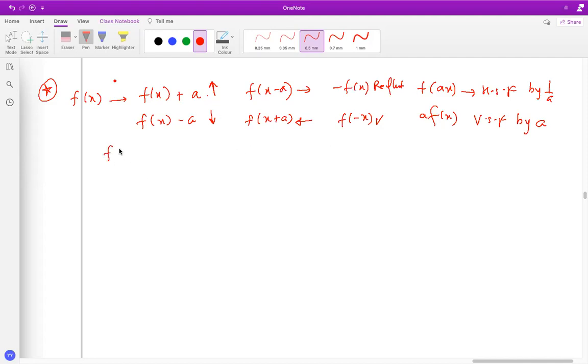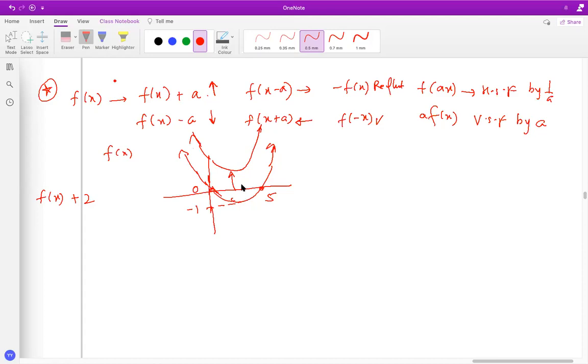Now, for example, my function f of x has been given here as, let's say, something like this. It's a quadratic. Now let's say 0 comma 5 here, and let's say this point is at -1. If I wanted to draw the graph of f of x plus 2, you're just going to move the entire graph 2 units up. So an identical shape is something like here. That's your 2 units up. So this point is going to be 1, and the rest of the properties of the graph remain the same.